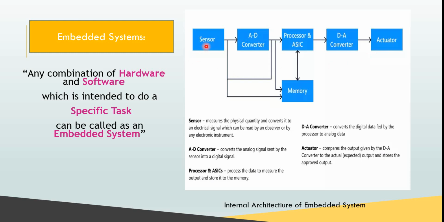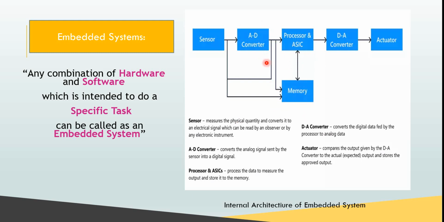Sensors we already know: ultrasonic sensors, IR sensors, motion sensors, heat sensors. Those kinds of things we can use as sensors. The analog to digital converter converts the information gathered in analog form from the sensor into digital form and gives it to the processors. ASIC is nothing but application specific integrated circuit, processors made for special purposes. Both are interfaced with the memory.